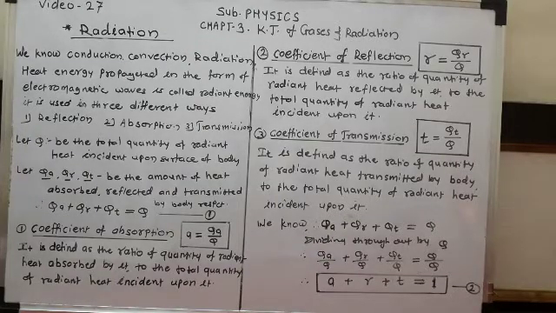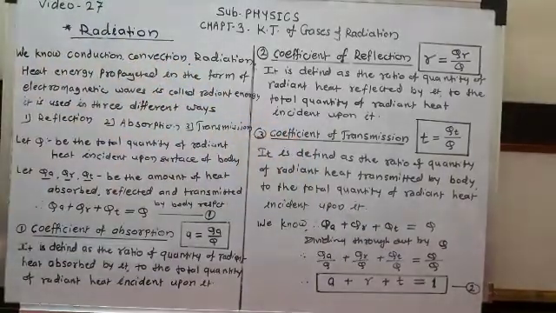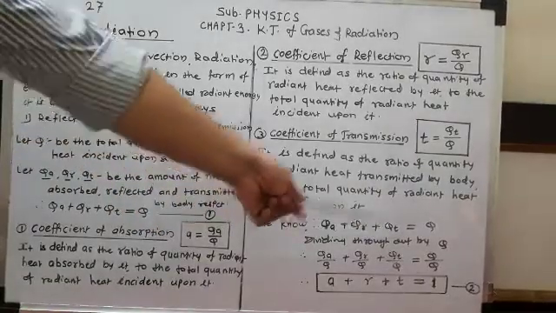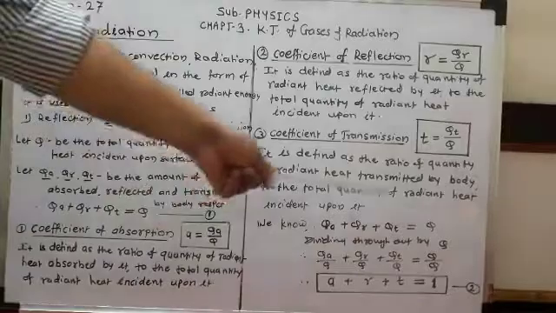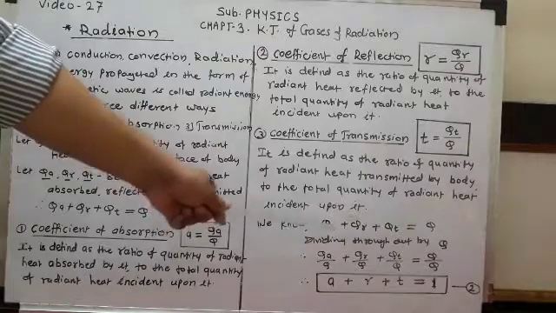For these three, the coefficients of absorption, reflection, and transmission, the sum is always equal to unity, that is 1. How can it be shown? We know that the quantity of heat absorbed, reflected, and transmitted together is nothing but the total quantity of radiant heat, the capital Q. Therefore, we can write QA plus QR plus QT is equal to Q, the total amount of radiant heat incident upon the body. We divide this equation throughout by Q.